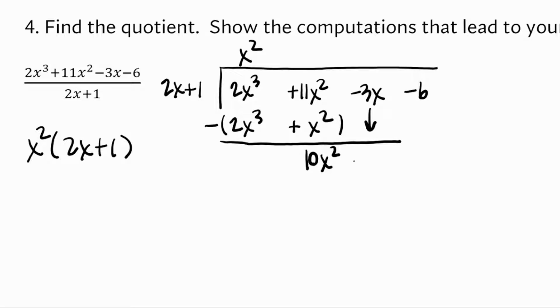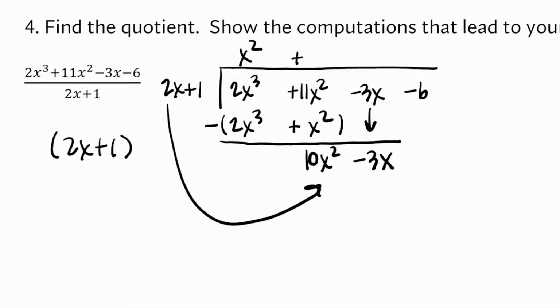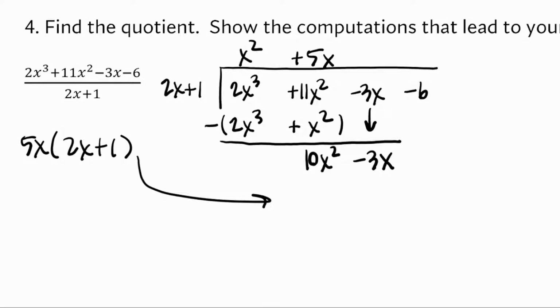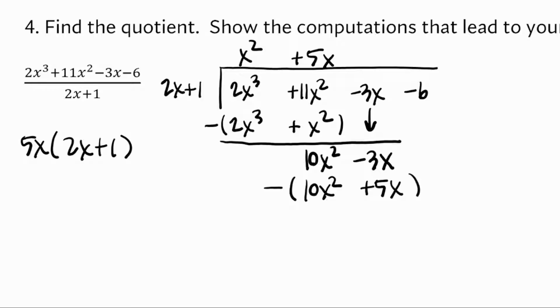I'll drop down the negative 3x. I think what do I multiply 2x by to get 10x squared? That would be a positive 5 and an x. So now I'm thinking, okay, I actually do multiply that in, and I get 10x squared plus 5x. That's what I'm subtracting away.